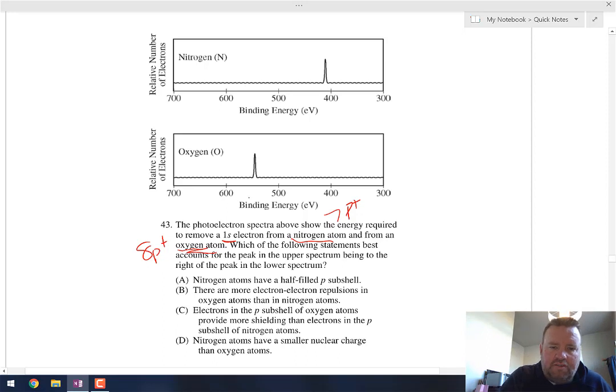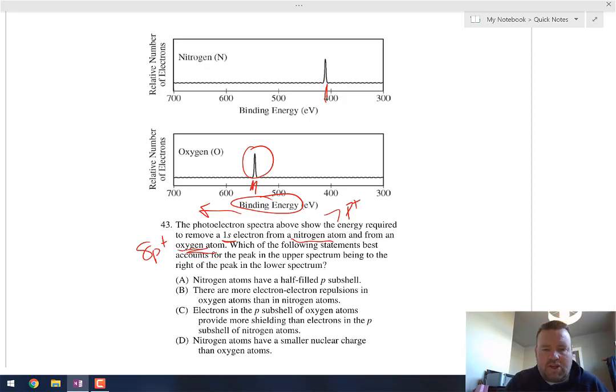So remember, the farther to the left, the greater the binding energy. So why is the binding energy on oxygen greater, notice it's around the 550 range, where here you're closer to the 400 range. Why in oxygen is it greater? Because oxygen has more protons, more attraction. Okay, so therefore the correct answer there has to be D.